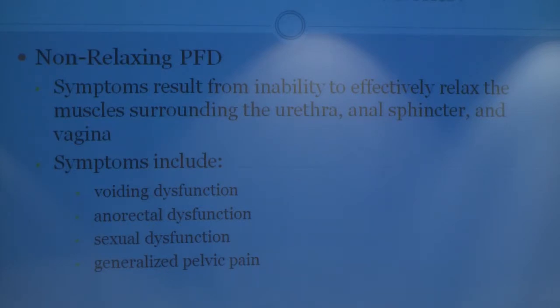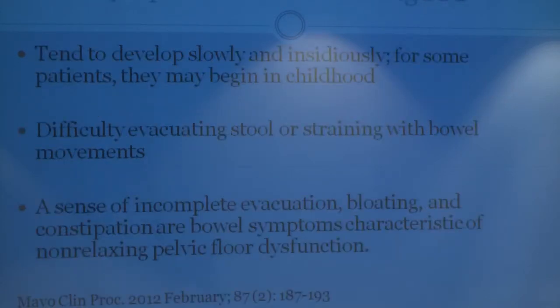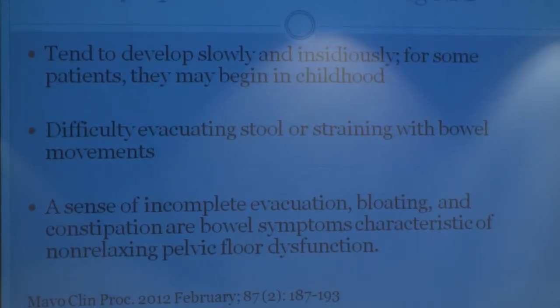Unfortunately, whenever a patient goes to their physician with these, or whenever you see patients in your office, it's oftentimes easy to put these off to other things. Again, pregnancy, aging, anxiety from sexual dysfunction. Sometimes we do not go right to pelvic floor dysfunction, and this needs to move to the forefront of our minds when we're evaluating patients. Or if you go to see your physician, these are things to bring up. The symptoms tend to develop slowly and insidiously. For some patients, they may begin in childhood. And again, in childhood, we see this a lot.